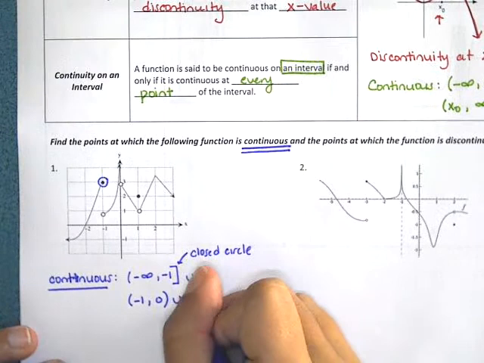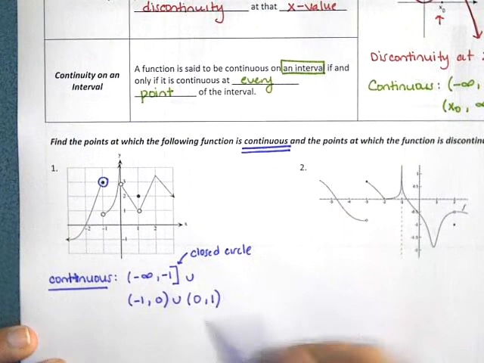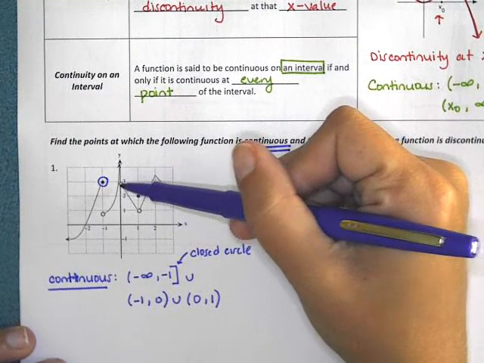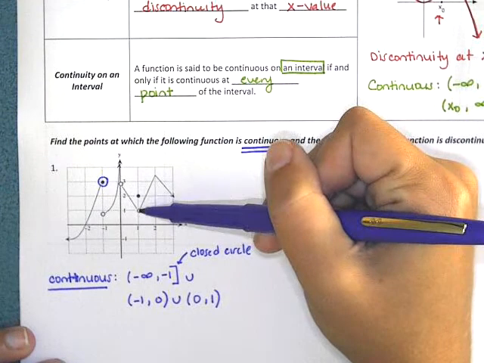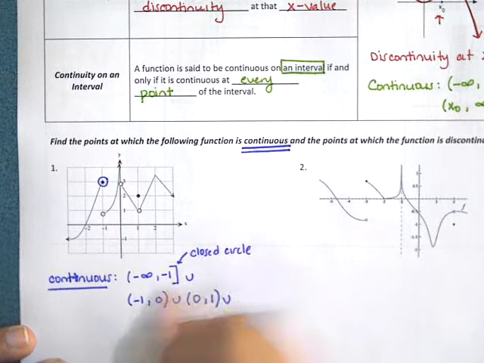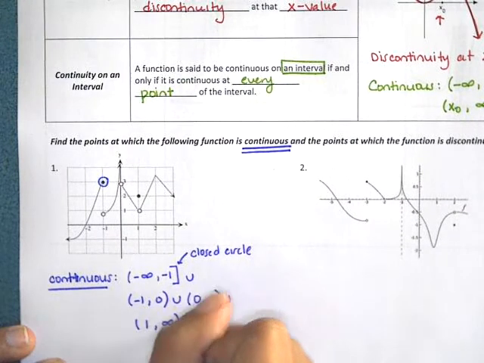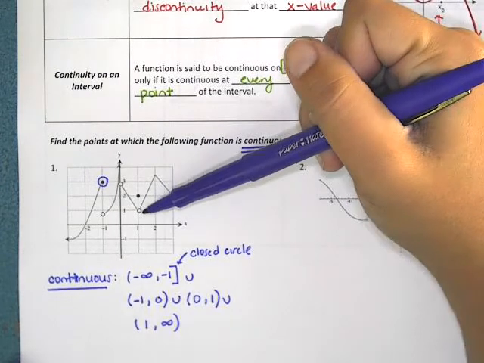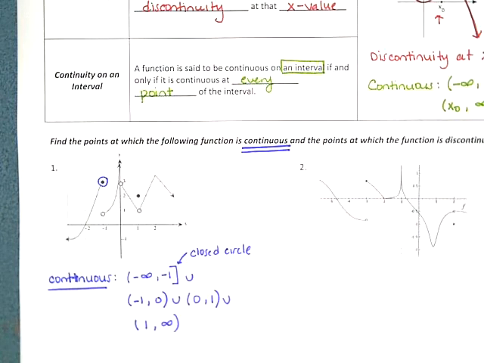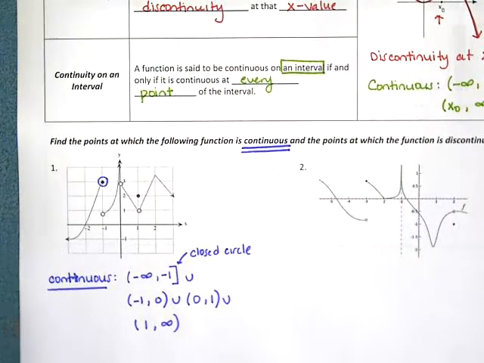Then from 0 to 1, I would be continuous, and I'm making both of those open because both ends of that interval are open circles. And then from 1 to infinity, and I'm making this one open because that is an open circle on the graph. If I were to say, where are you not continuous?